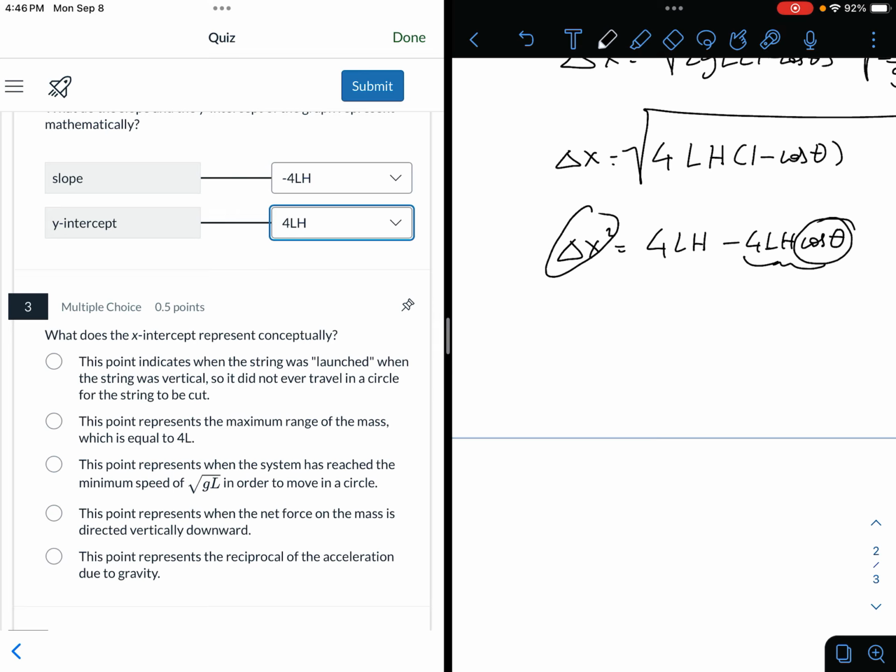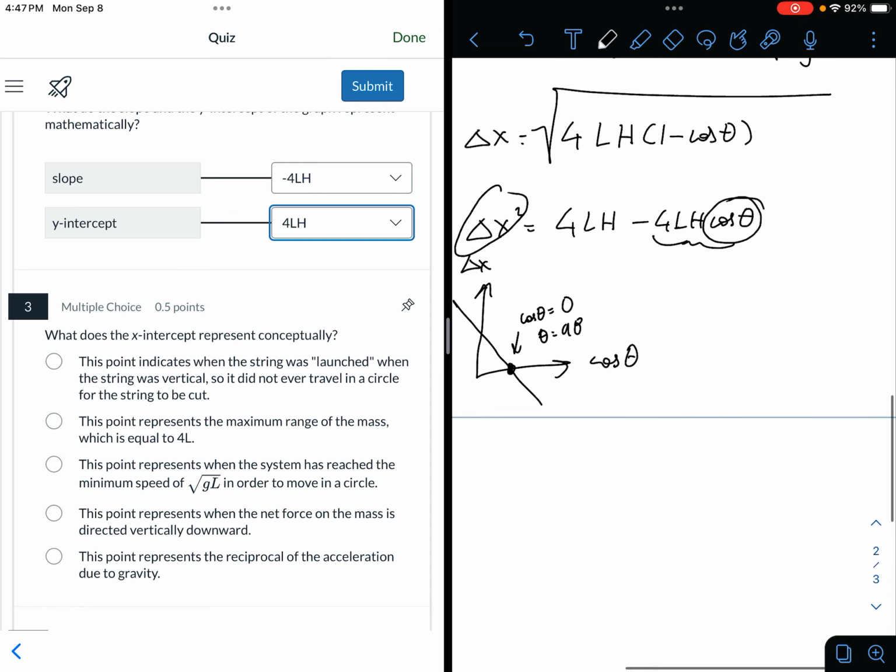X-intercept, what does it represent conceptually? So the x-intercept is when I'm varying cosine theta and this is change in x. The graph's going to look more like this. But the x-intercept is when cosine theta is equal to 0. That's when theta is equal to 90 degrees. So that's like if I was launching it at a right angle, and then the razor cuts it like so. This point indicates when the string was vertical, so that's not it. This point represents the maximum range.